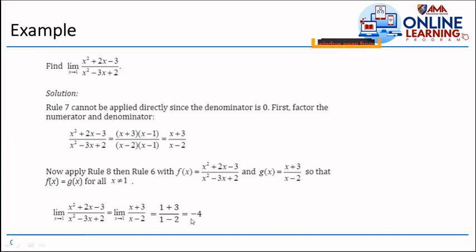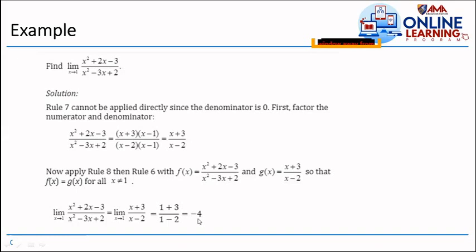Sir, paulit po, yun dito po sa baba. Dito. Opo. Okay. Yung x, papalitan na natin siya ng 1 ngayon, no? 1. Ito yung limit natin. So, 1 plus 3 is 4. 1 minus 2, ito na yun, no? 1 minus 2 is negative 1. So, 4 divided by negative 1, the answer is negative 4. Negative 4. Okay? Yes, sir.